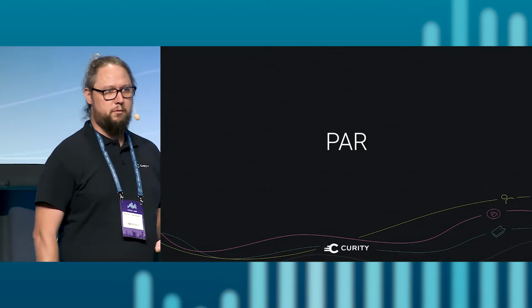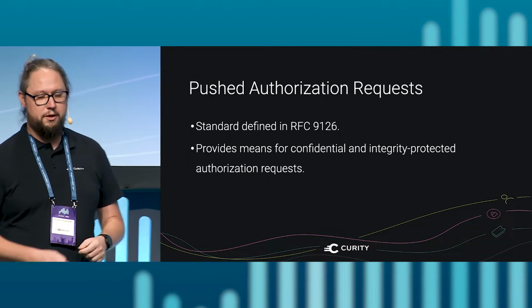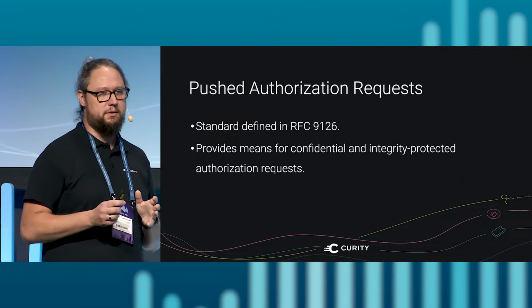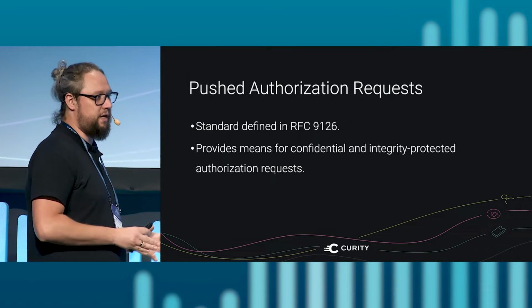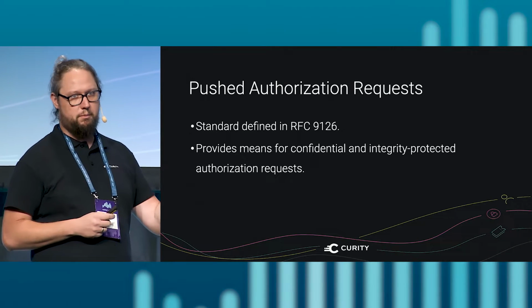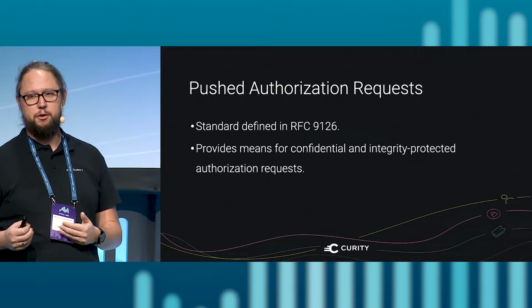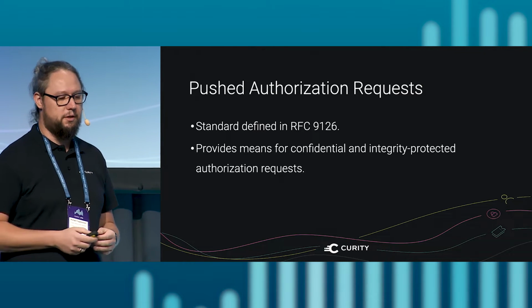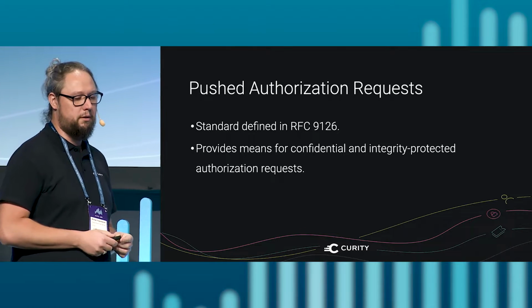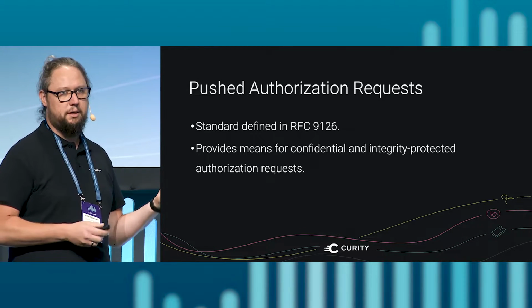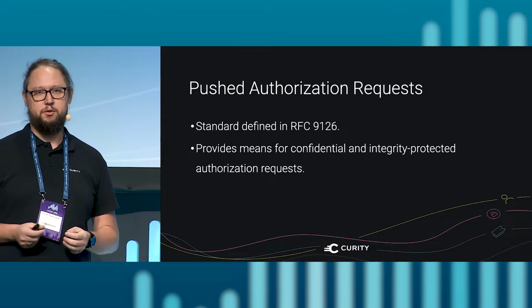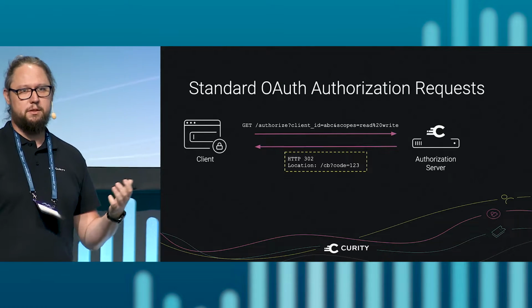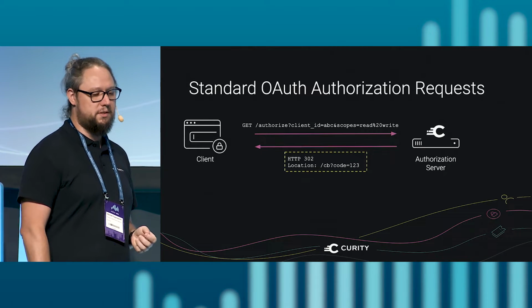So let's move on to PAR. PAR stands for Pushed Authorization Request, and this is a solution that helps you to protect the authorization request. So the first request that starts the OAuth flow that you use to get tokens. This is a standard defined in an RFC, and it gives you a confidential and integrity protected way to start the authorization request. So how does the standard authorization request look like?